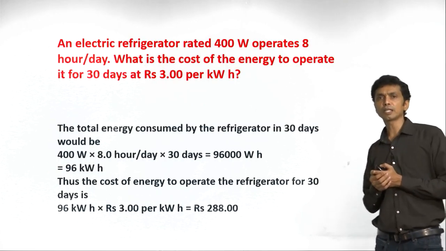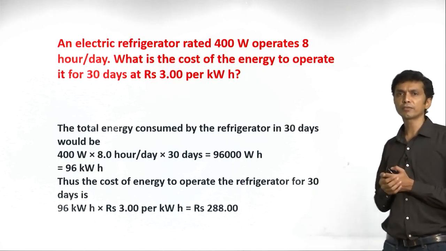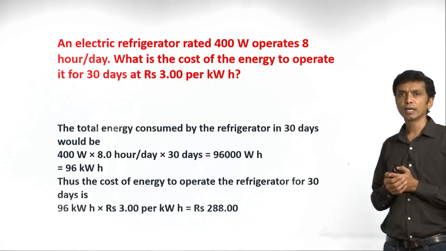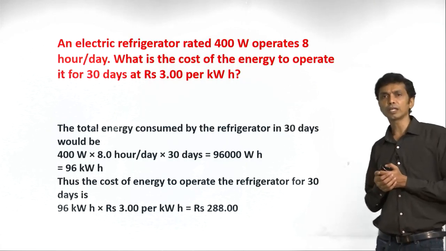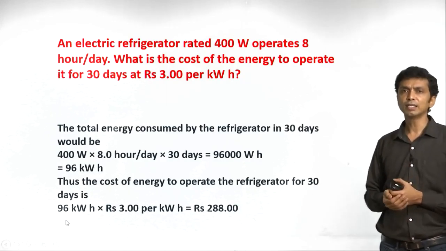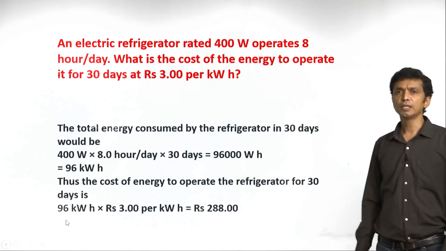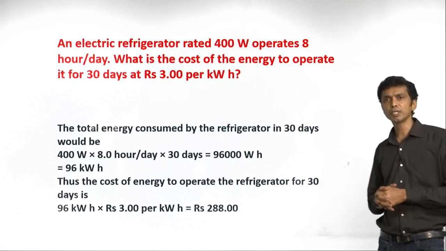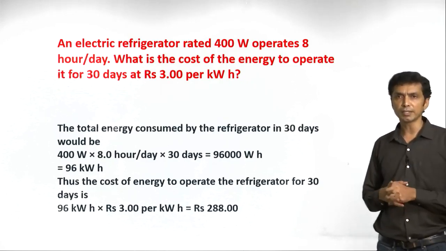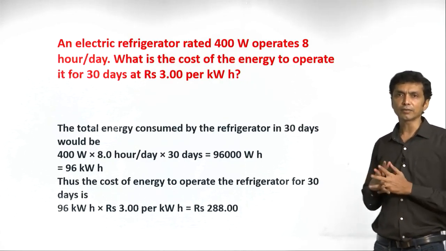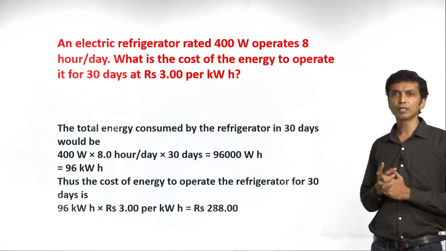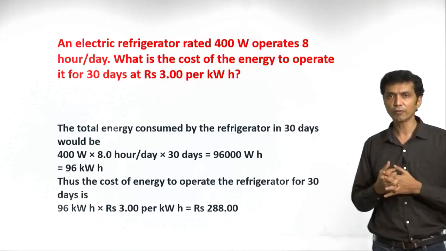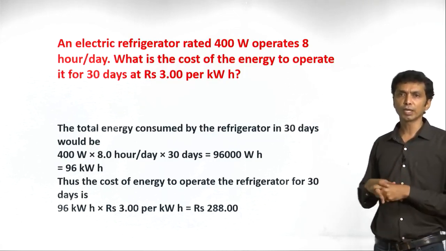Now again we will solve another problem here. An electrical refrigerator rated 400 watt operates 8 hours per day. What is the cost of energy to operate it for 30 days at 3 rupees per kilowatt hour? So how many days is it being used? 30 days. How many hours? 8 hours. We will multiply that. And what is the power needed by the refrigerator? 400 watt. So we will multiply all those, we will get the value.